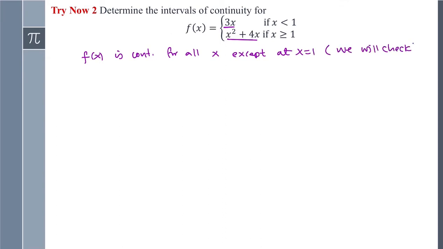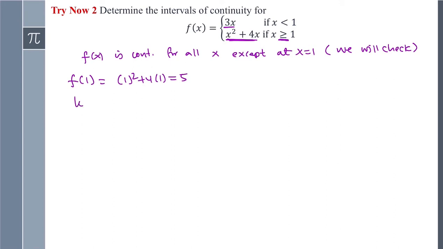So we'll check at this point, okay? So now let's go ahead and do the same thing. Let's go ahead and find f of 1. So what's the value of the function at 1? Equal sign here. That means we use the second piece, which is 1 squared plus 4 times 1, and that is 5. So f of 1 is 5.